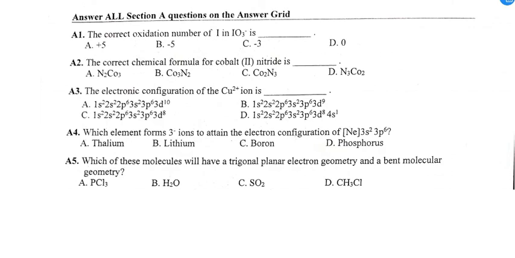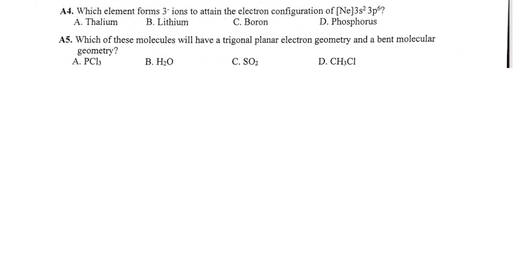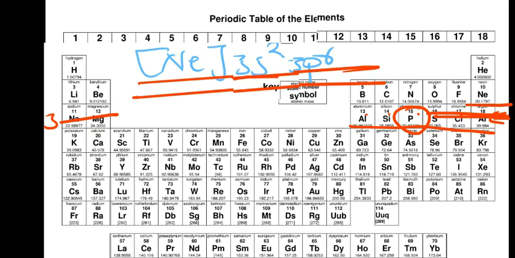So let's look at that. Now, which one is going to give us a trigonal planar and which one is going to give us a bent? If we start with the first one, I'll show you the quickest way of answering this question. If you look at phosphorus, phosphorus is in group what?